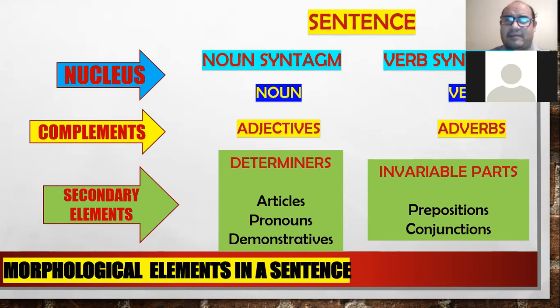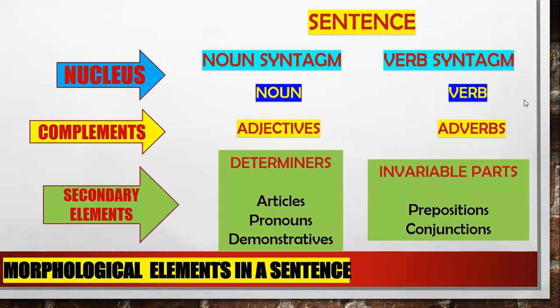Then we have complements. If you can see on the second line, the second arrow, we have complements, which give more information and are going to qualify the nouns and the verbs. For example, we have the adjectives. These words qualify nouns, remember, nouns, and the adverbs qualify the verbs. So you can see here that these are complements of these nucleus elements, all right? The adjectives and the adverbs.